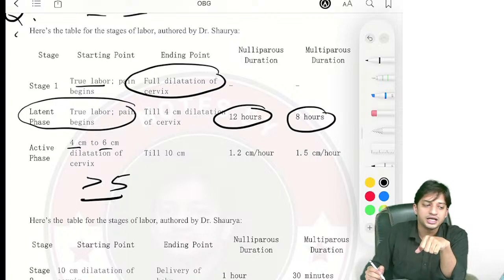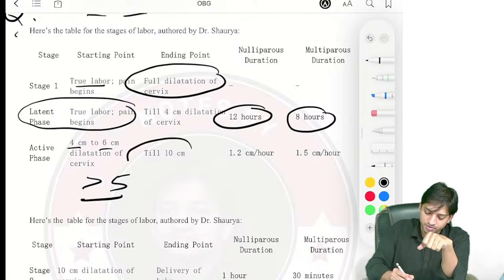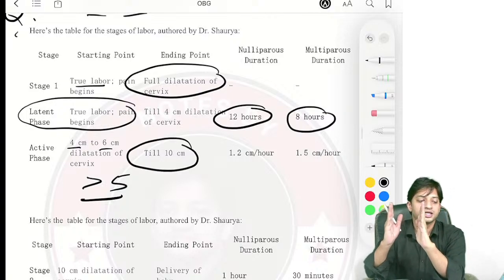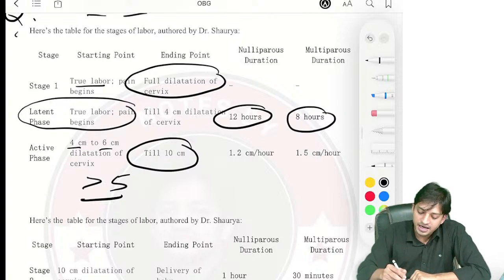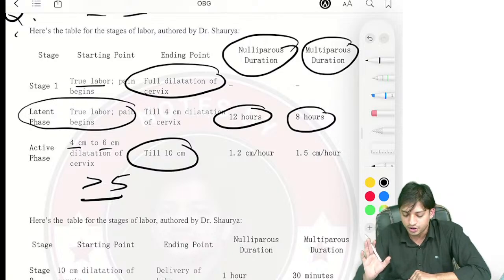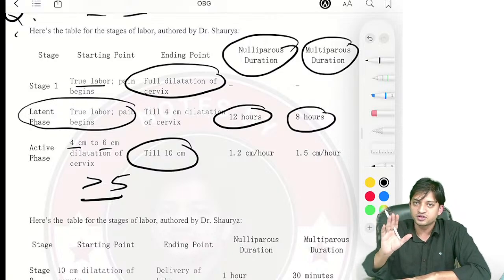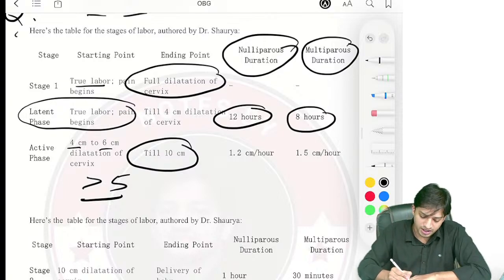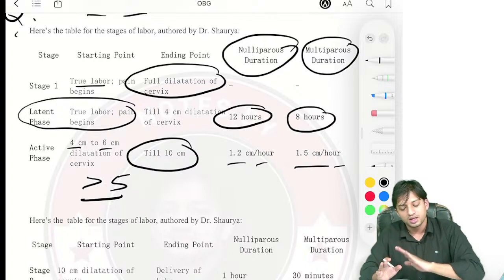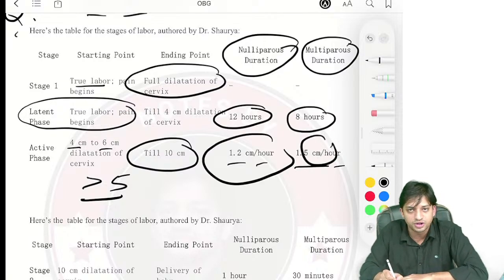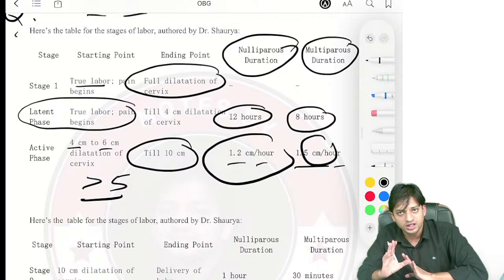What will be the ending point of the active phase of labor? It will be dilatation up to 10 centimeter, right? Now just have a look. In nulliparous, what will be the duration, and multiparous, what will be the duration? In nulliparous, generally in active phase of the labor, they have asked you about the speed, not very commonly, but 1.2 centimeter per hour and 1.5 centimeter per hour. Multiparous, generally they have not asked you about the duration, so no need to worry for the FMG exams.